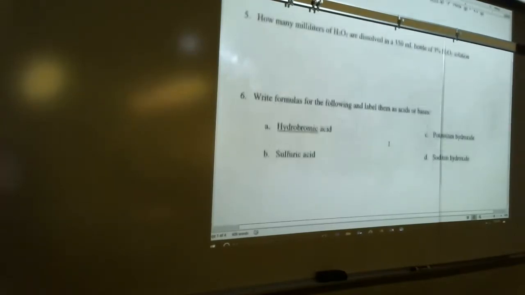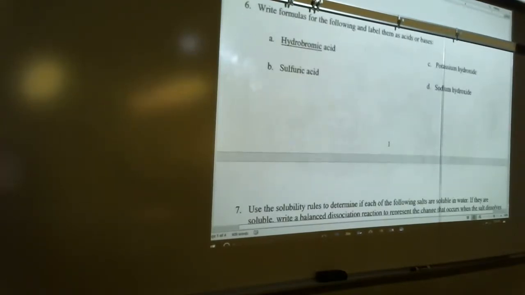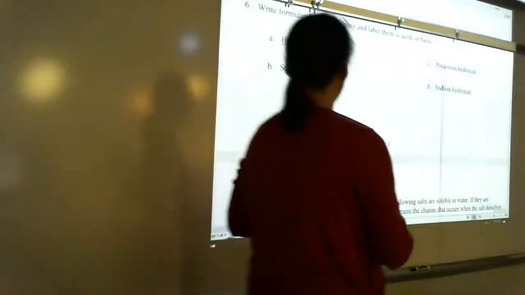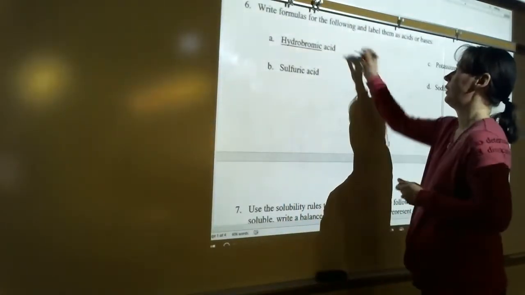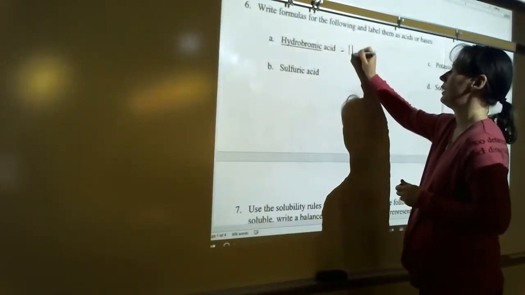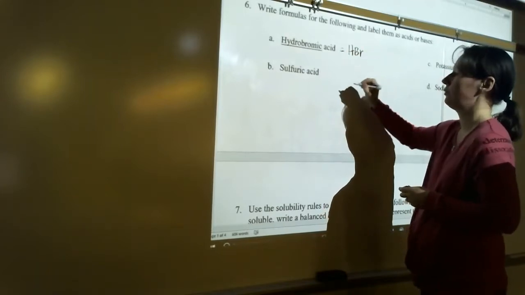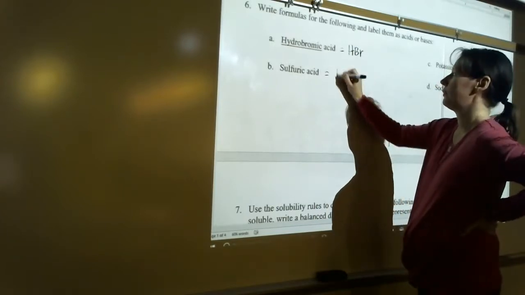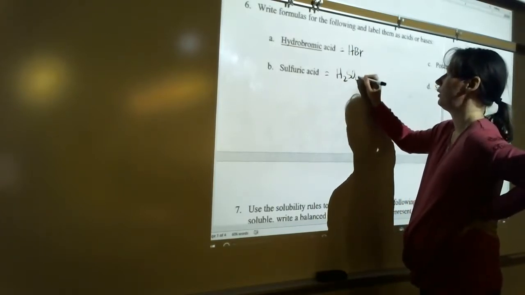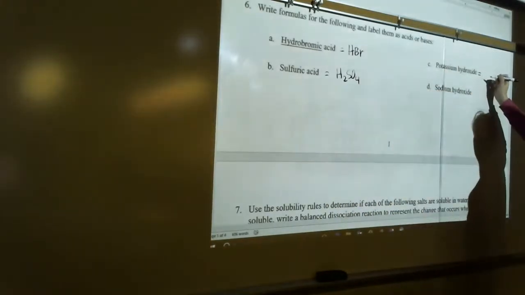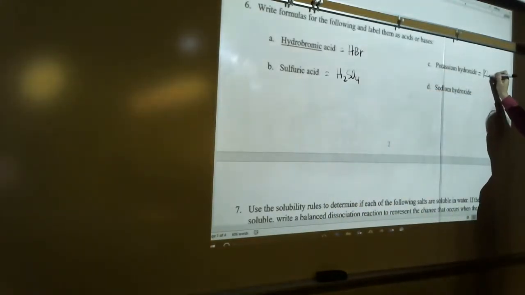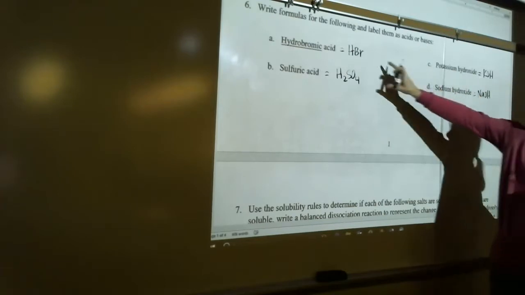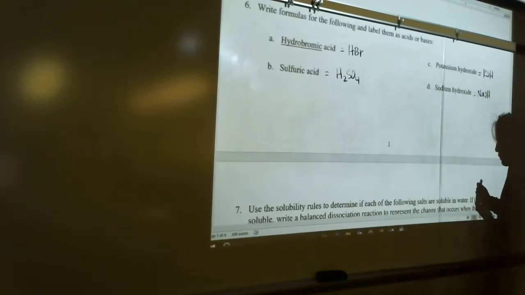Let's go on to 6. Formulas and then identification. Hydrobromic acid is what formula? HBr, which is obviously an acid, right? Sulfuric acid is what? H2SO4, good. Potassium hydroxide is KOH, and sodium hydroxide is NaOH, right? These two are bases, these two are acids. Questions on 6?